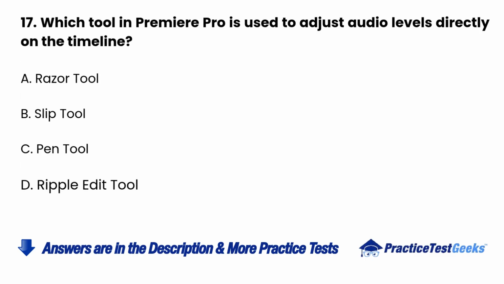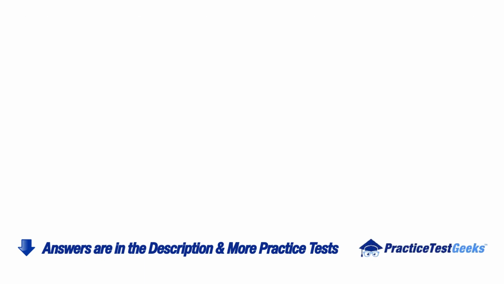17. Which tool in Premiere Pro is used to adjust audio levels directly on the timeline? A. Razor tool. B. Slip tool. C. Pen tool. D. Ripple edit tool.